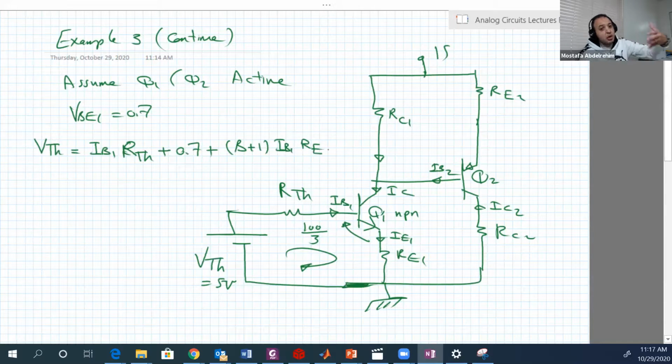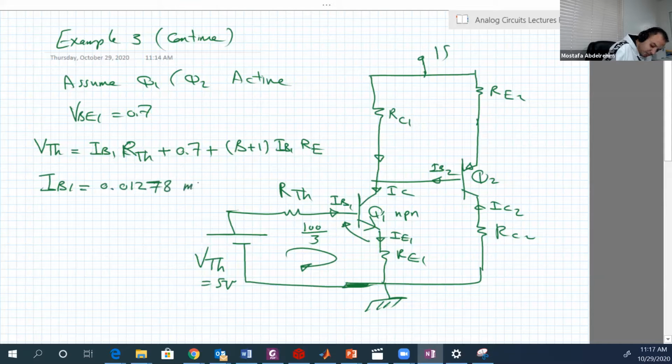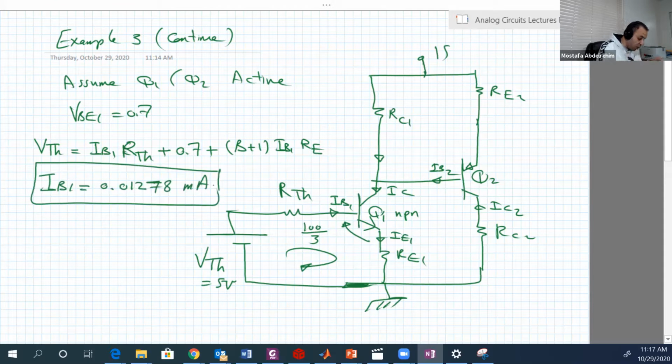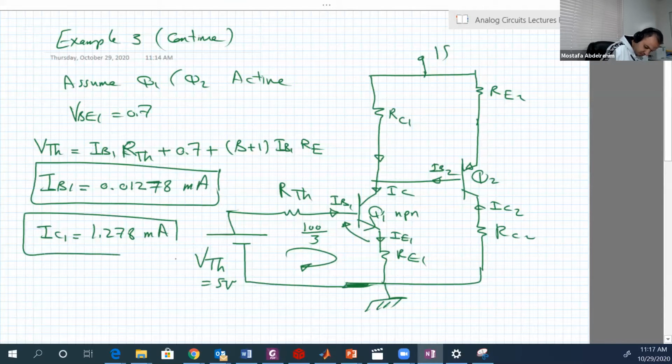And by the way, beta 1 is equal to beta 2 according to the problem, so just call it beta. There is only one unknown in that equation. So IB1 is equal to how much? Equal to 0.01278 milliamperes. You know IB1, so you can determine IC1. IC1 is this multiplied by 100, so 1.278 milliamperes. This is IC1.